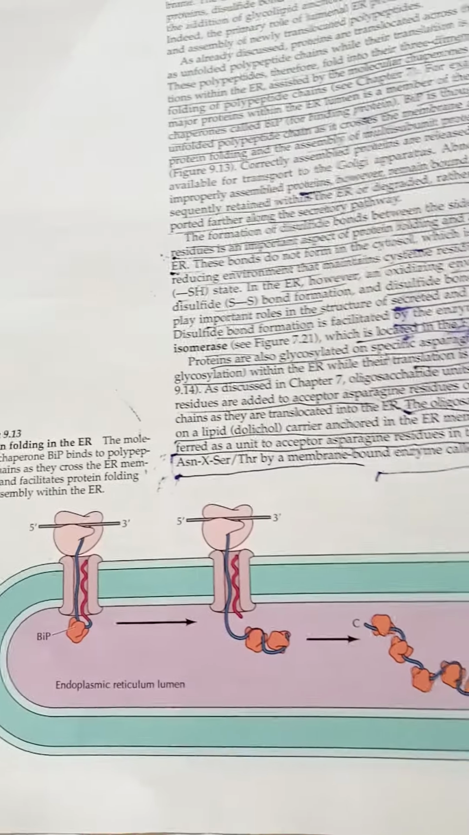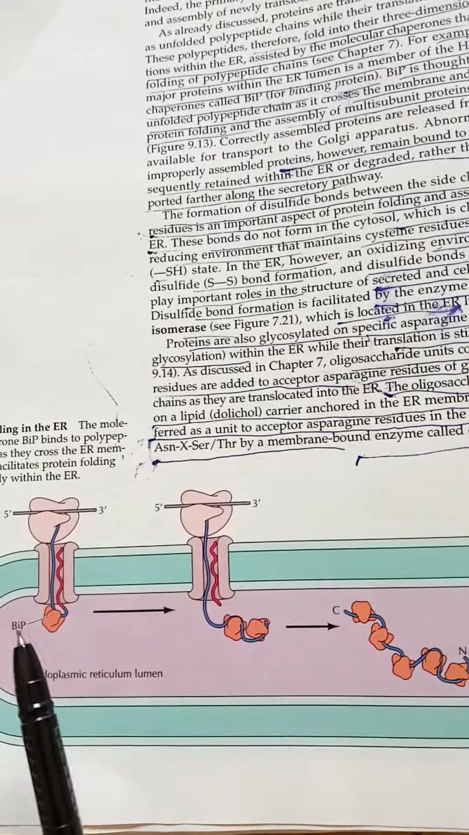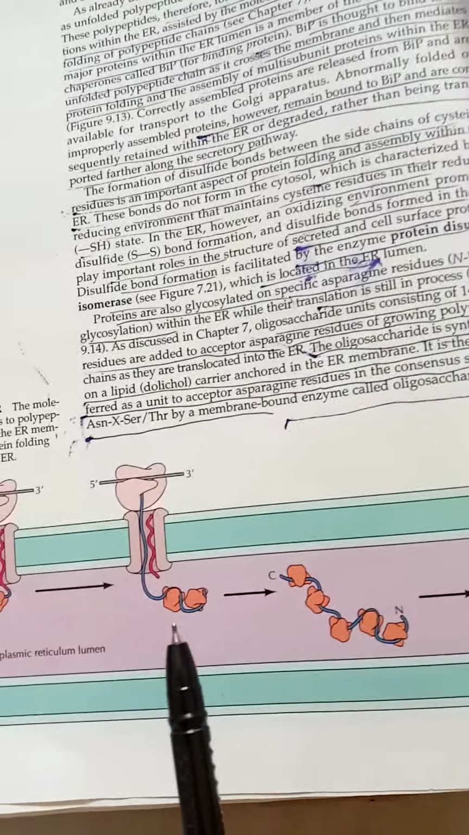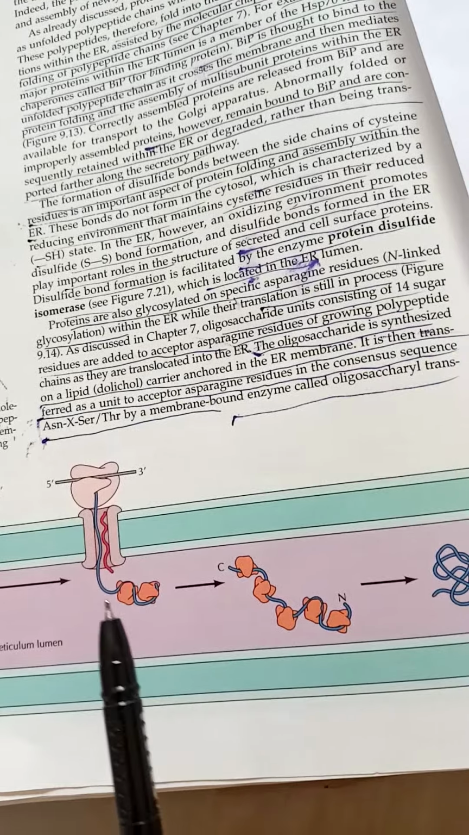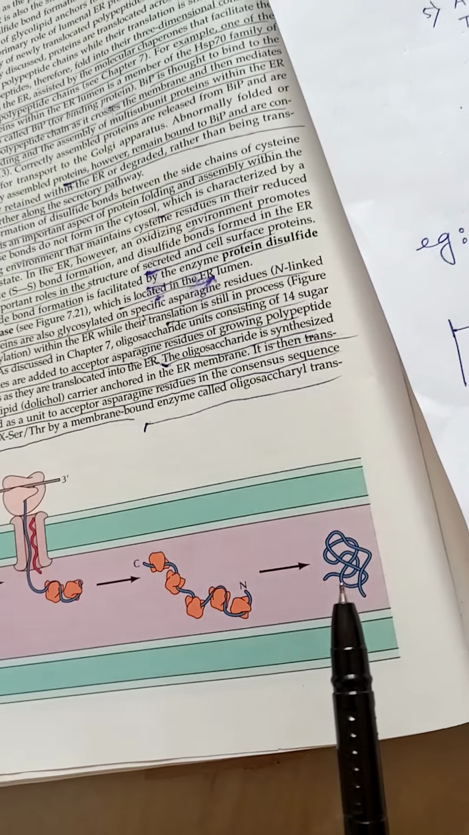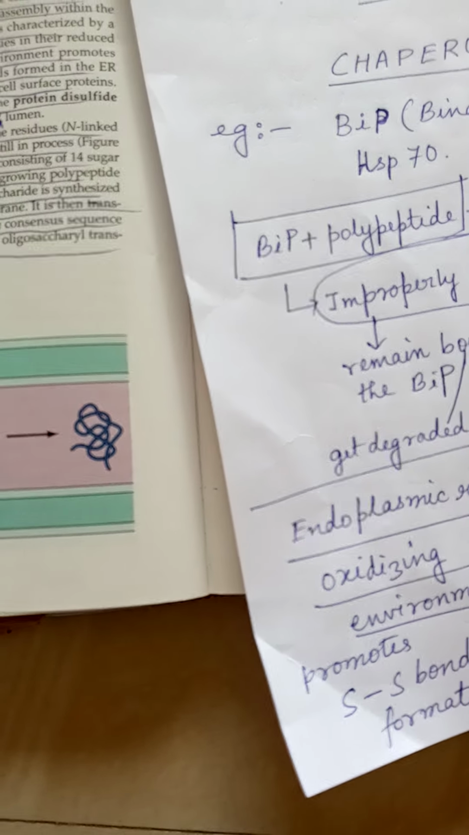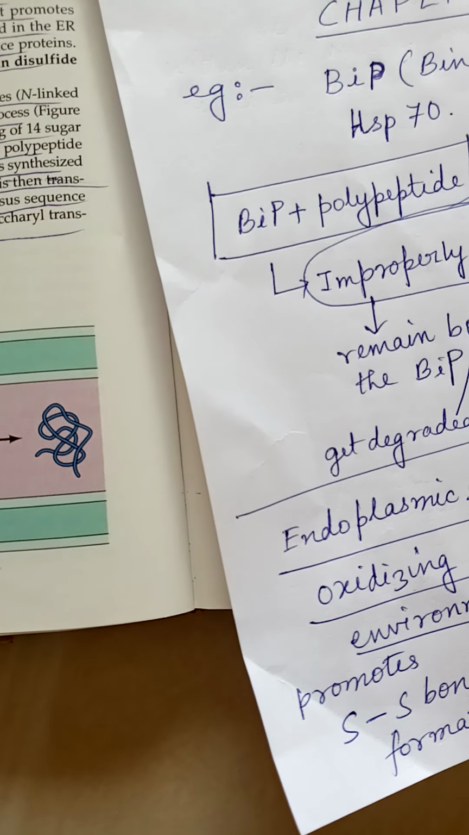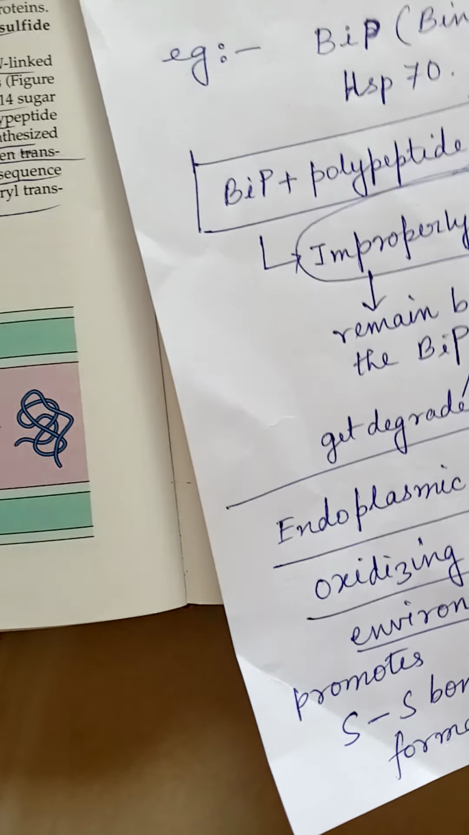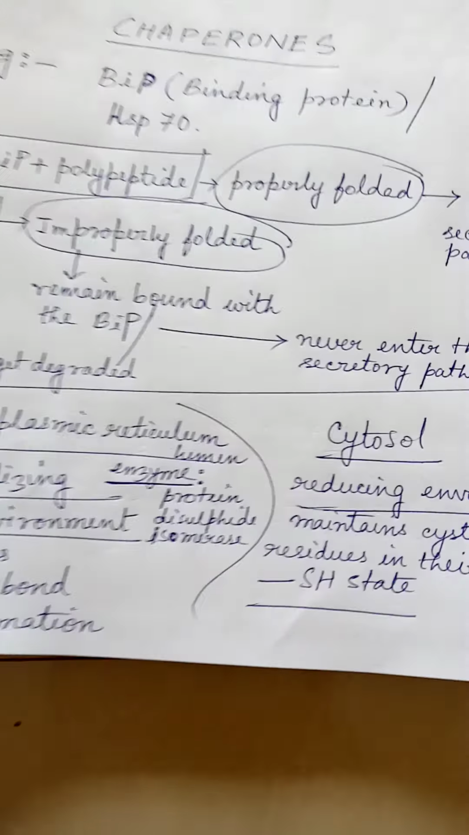Here is the picture. We can see that the binding protein BIP, this orange color thing, is helping in the proper folding of the protein which is entering the endoplasmic reticulum. If it is properly folded, it will move through the secretory pathway. They are not transported further along the secretory pathway if improperly folded. Another important step in protein folding is disulfide bond formation. Here we come across another picture.